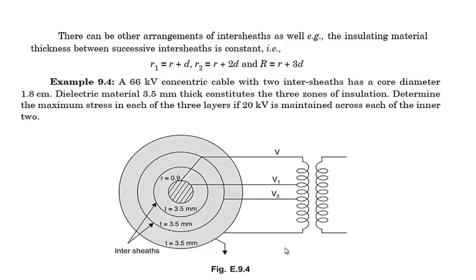Now let us try to do, okay. There can be other elements of the intersheath as well. The insulating material thickness between the successive intersheaths is constant. If that is the case, then R1 is equal to R plus D. If D is the constant thickness between the different intersheaths, then R2 will be equal to R plus 2D, and similarly R3 will be equal to R plus 3D, where D is the constant thickness between the intersheaths.